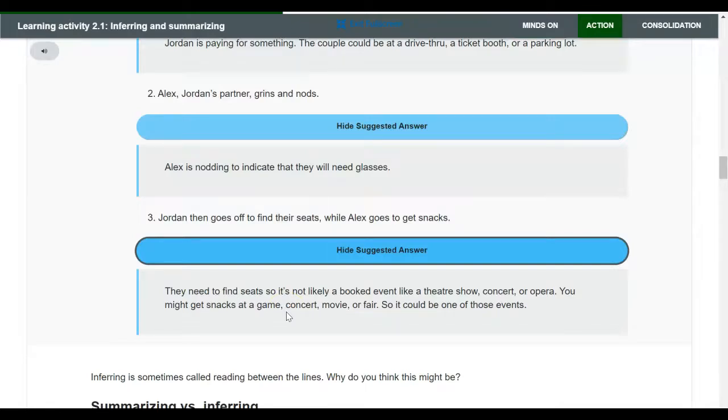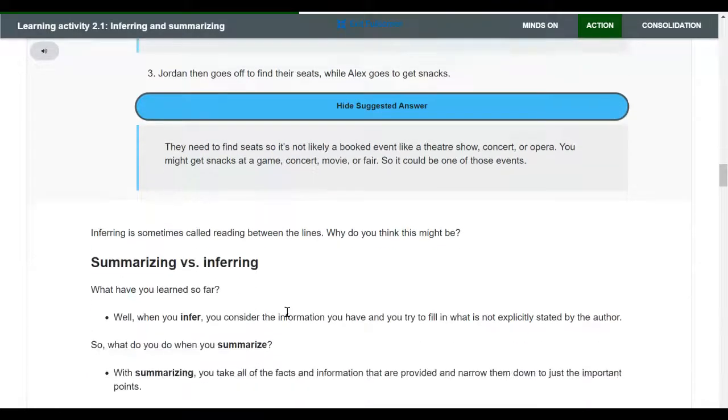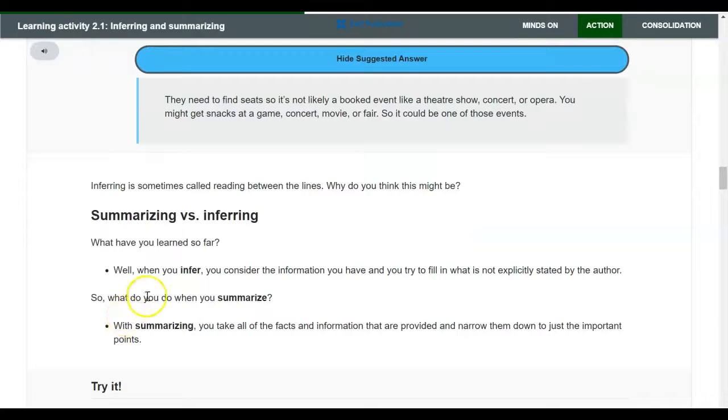So it could be one of those events. That's what you're inferring. So there's a difference between inferring and summarizing. You've learned when you infer, you consider the information you have and you try to fill in what is not explicitly stated by the author. So you're filling in the blanks.